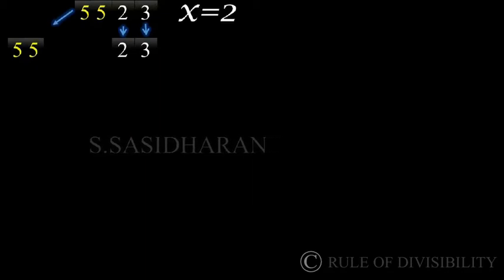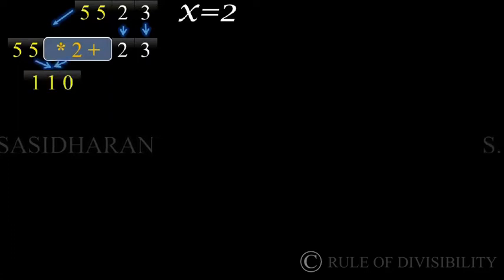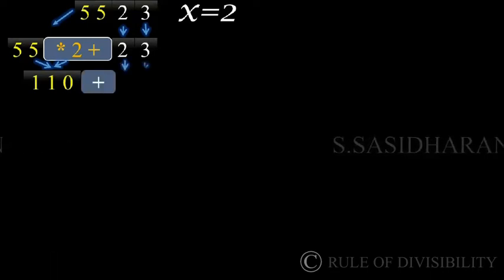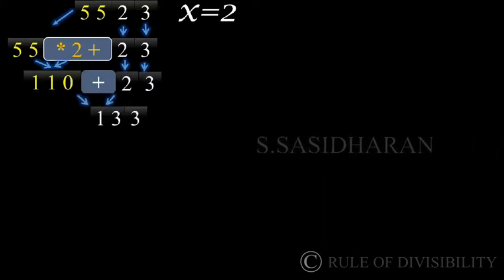As per my syntax, now leave the last 2 digits 23 and multiply the initial 2 digits 55 with the magical number x, which is 2. Now multiply 55 with 2, we get the answer of 110. Now add 110 with the remaining 2 digits 23. Now the resultant is 133.